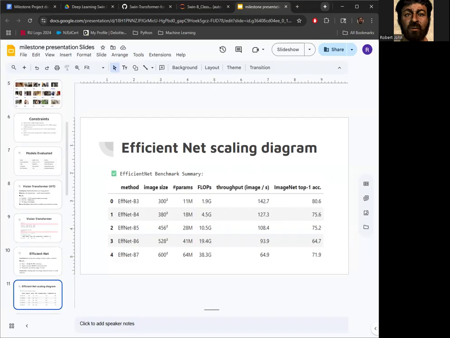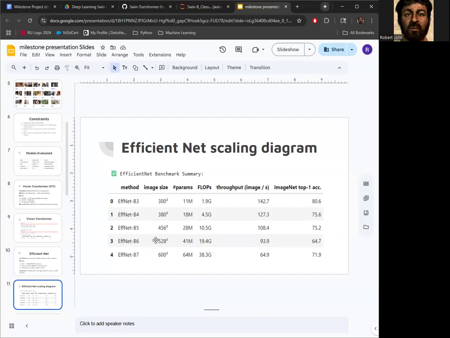This shows resolution sensitivity. Bigger isn't always better, especially on small datasets where overfitting is more likely. The main takeaway here is that scaling rules that work for large datasets like ImageNet don't necessarily transfer to small datasets. And here you could see in the image, this is a screenshot of my EfficientNet benchmark summary.